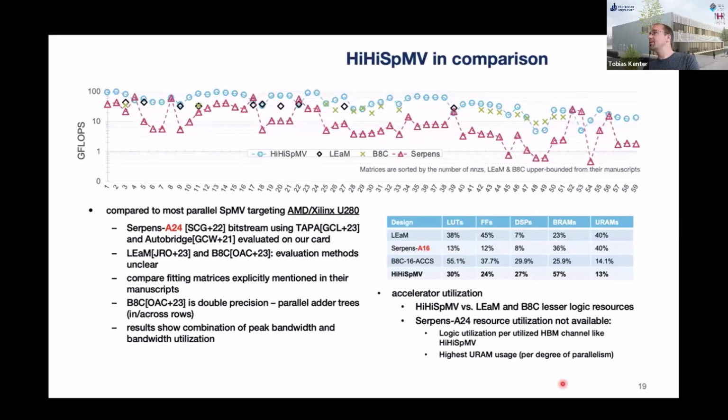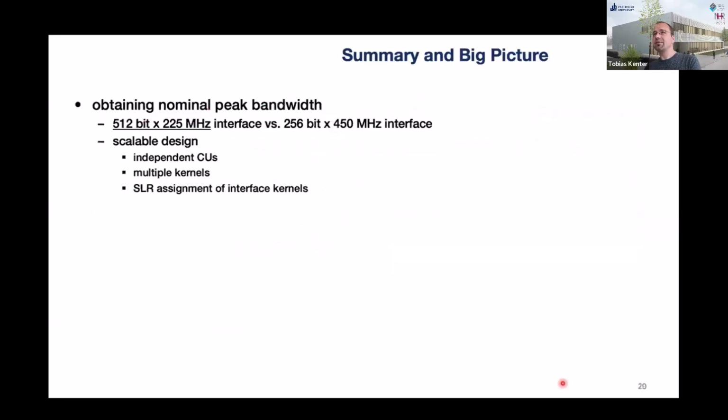So with that, let's go back to the big picture and a summary. The first goal of obtaining nominal peak bandwidth on the U280 platform was almost reached. For that, we settled on the 512-bit interface and the 225 megahertz frequency because we believe it's hard to achieve 450 megahertz for a large design that can utilize all the memory channels. And I have talked about some of the features that allowed us to scale the design up to that level.